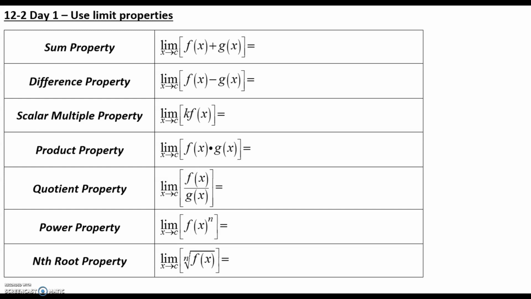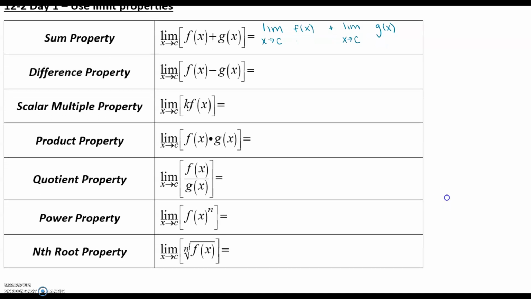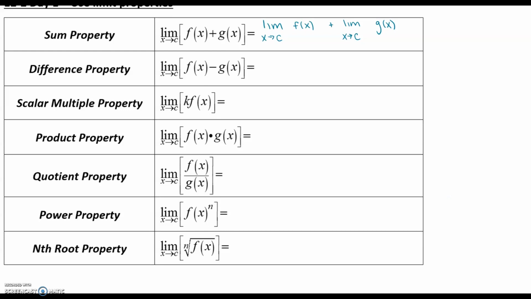So for the sum property, the limit as x approaches c of f of x plus g of x, we can rewrite this as the limit as x approaches c of f of x by itself plus the limit as x approaches c of g of x. So essentially we can break them up. Please be very careful about your limit notation. I noticed on your classwork assignment that some of you guys aren't quite writing it correctly.